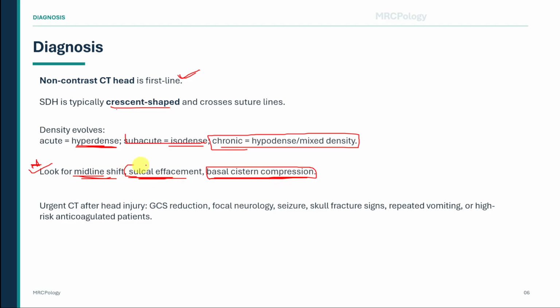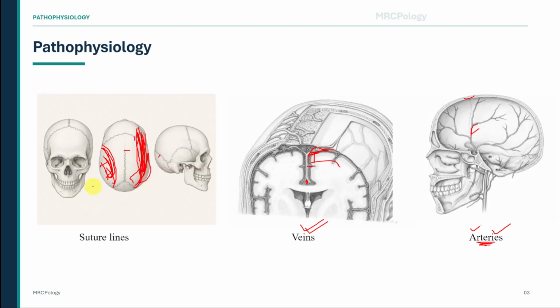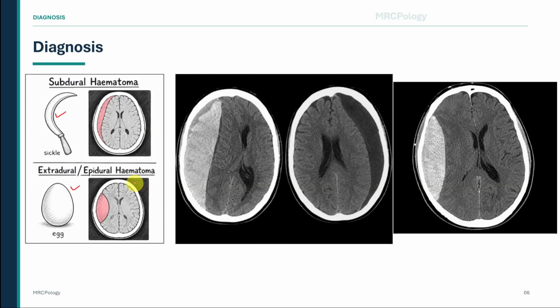Now compare the two classic shapes. Subdural, think S for sickle-shaped. It is a crescent-shaped collection that can cross suture lines. Extradural or epidural, think E for egg-shaped. It is biconvex or lens-shaped and is limited by suture lines because the dura is tightly attached there. This image contrast is very high yield for exams.